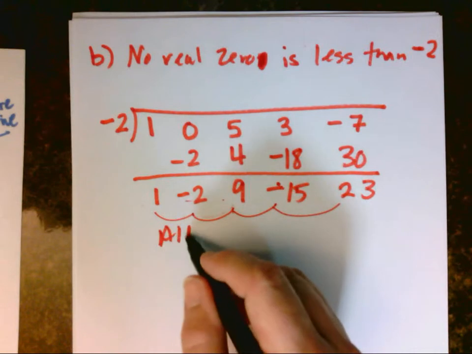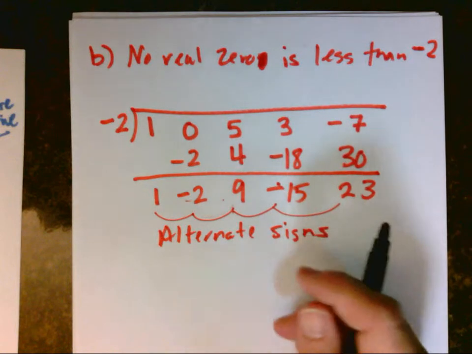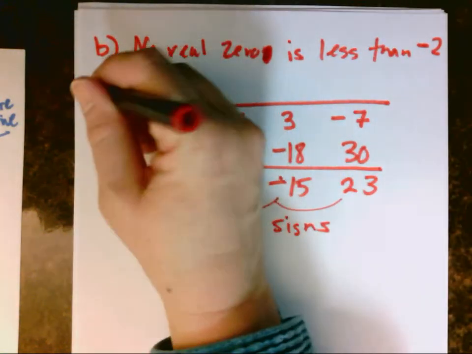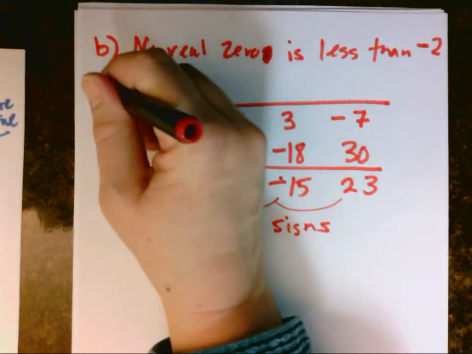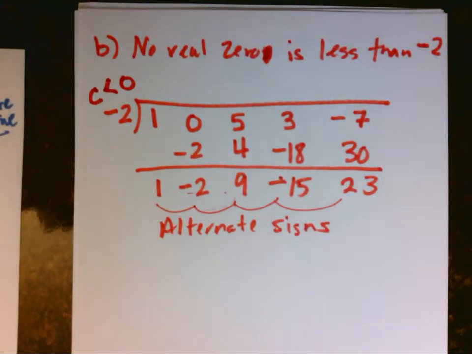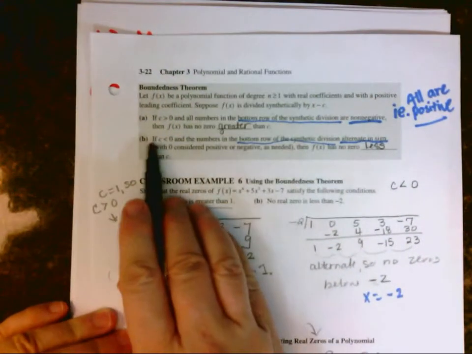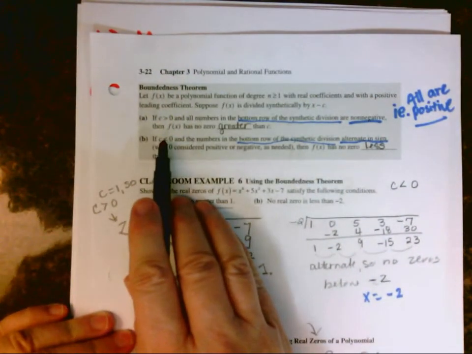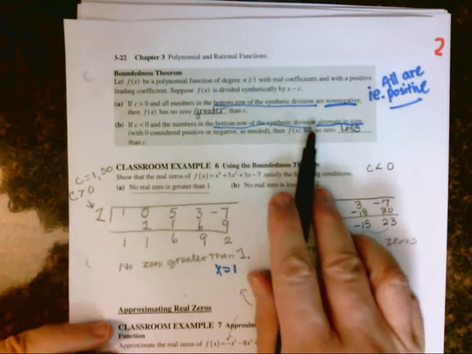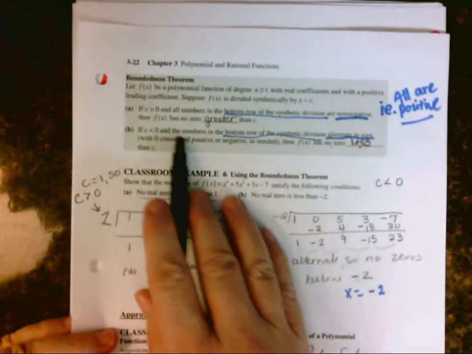They alternate signs. The remainder alternates signs, right? The bottom row of the synthetic division. And here we have a number that we're testing that is less than 0. So that's going to be the second case in this boundless theorem that tells us our bounds. If you have a C value less than 0 and the numbers in the bottom of the synthetic division, right down here, alternate signs. They do. They switch positive, negative all the way across.